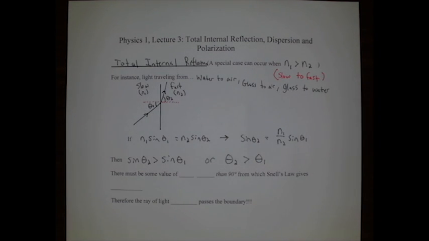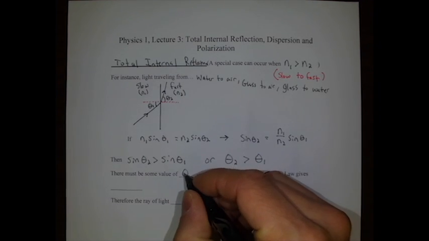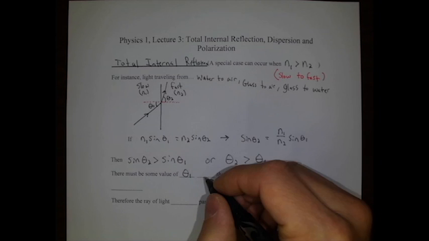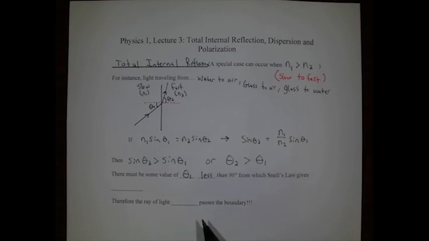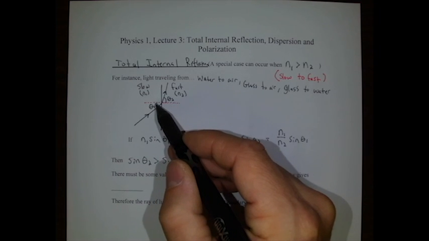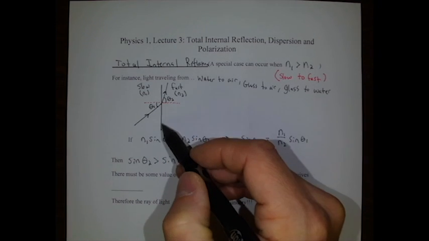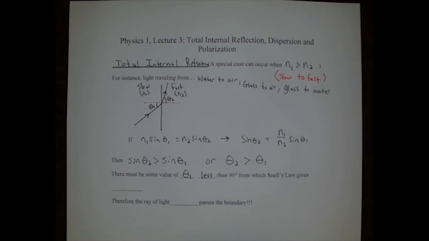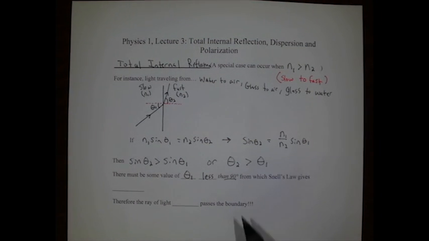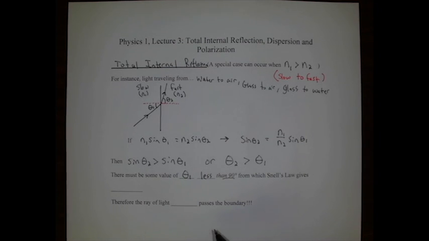Okay. So there must be some extreme case, some value of angle of incidence theta 1, something less than 90 degrees. It has to be less than 90 degrees because this angle right here looks like it's about 30 degrees. If it hit at 90 degrees, well, it wouldn't really hit at all. It would just be moving parallel to the surface. So the incident angle always has to be less than 90 degrees in order to hit the boundary.